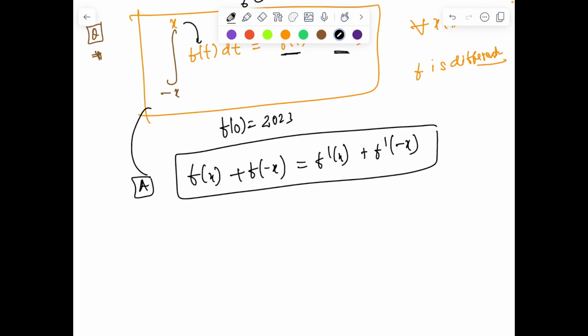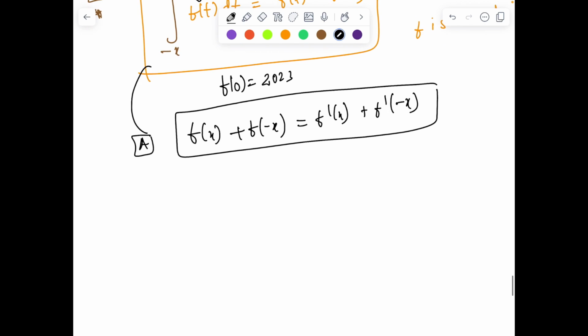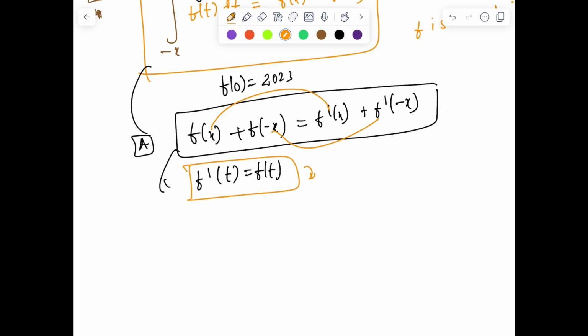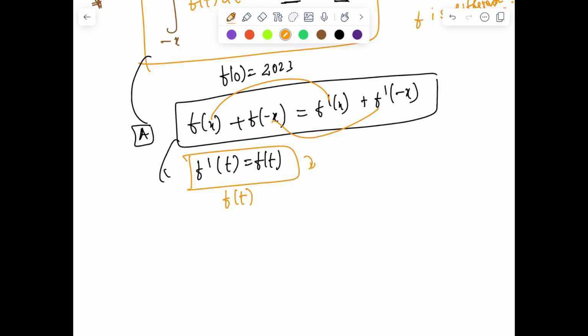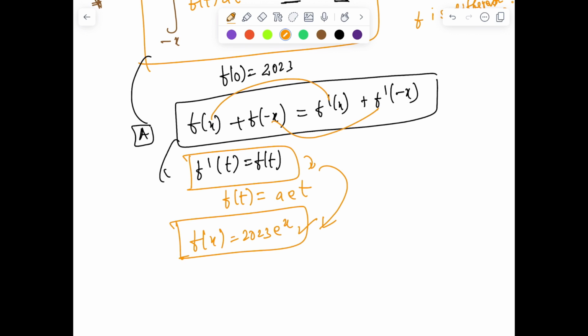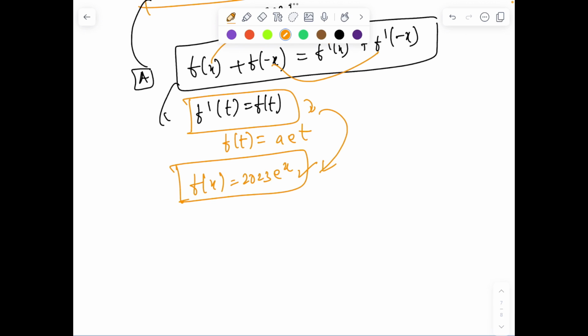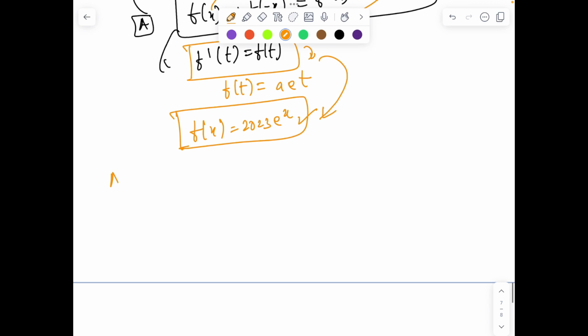The next step is not forced on us, but we are looking for some function that works. So it's reasonable to consider a function so that f dash t equals f of t, because it feels like if they are equal, that is one of the possible ways. I'm not telling that's the only function either. So I can start with this guess f of t as e to the power t, and it's easy to see that the function that works is 2023 e to the power x. That is definitely one function which will work over here. But let's see more to this problem.